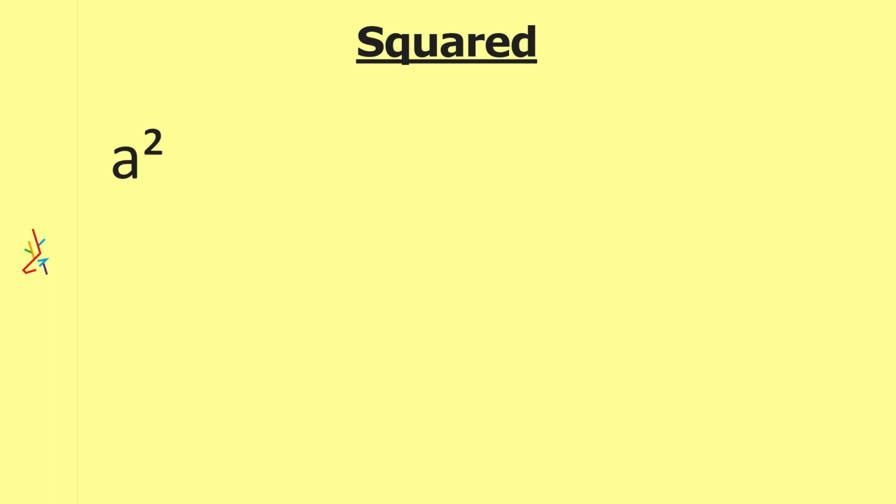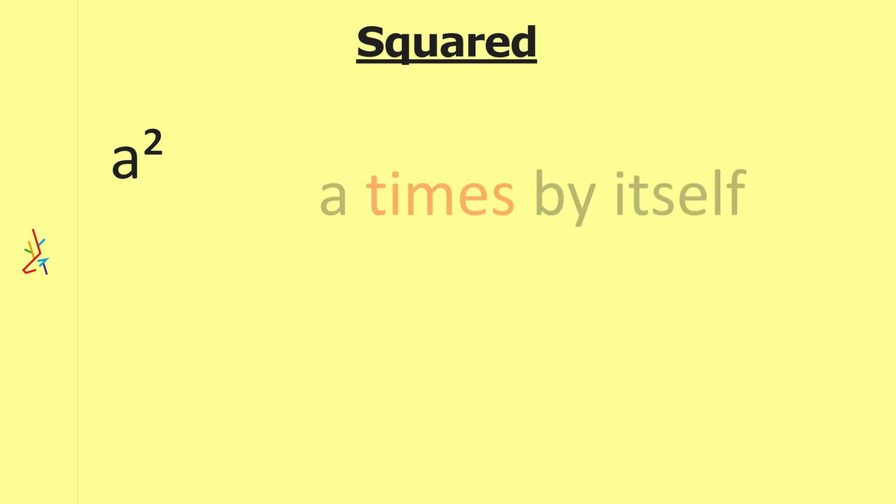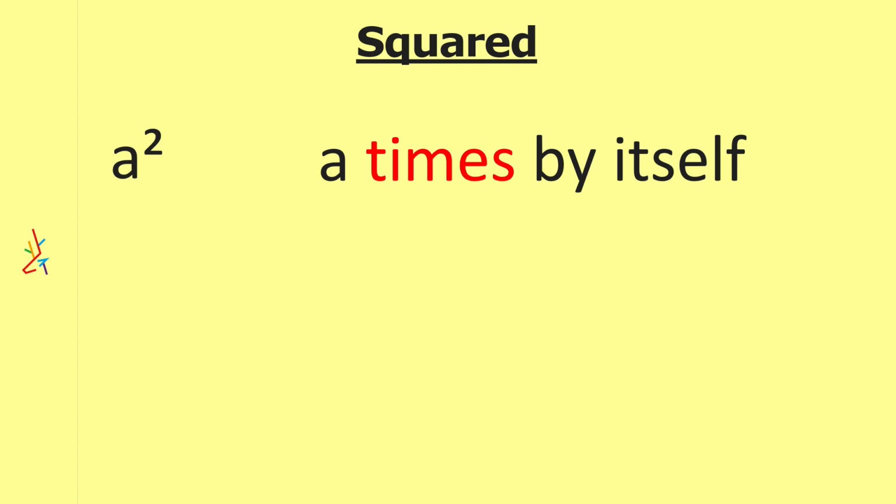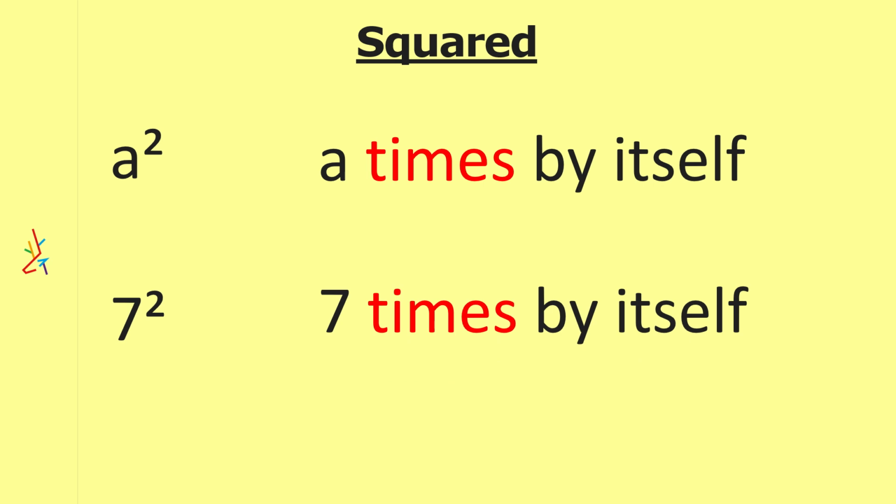Squared is written like that. Squared means times by itself. So on that, it means A times by itself. Let's say A represented 7. So it doesn't mean 7 times 2. It means 7 times by itself, which is 7 times 7 and is 49.